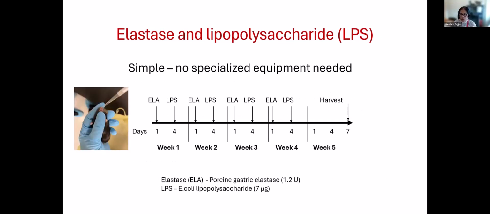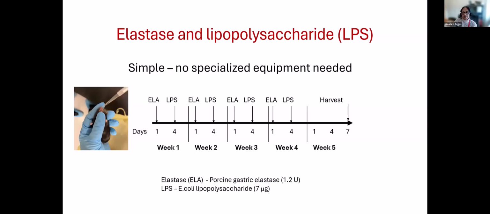The method that I'm going to show you will not require any special equipment and can be done in all the labs. In our experiments, we used 8 to 10 weeks old C57 black 6 mice, and mice were treated intranasally with elastase on day 1 of the week and LPS on day 4 of the week for 4 weeks. We used 1.2 units of porcine elastase and 7 micrograms of E. coli LPS. It's very important to choose the LPS that does not cause too much inflammation. So that's why we used an E. coli LPS. After the last treatment, mice were allowed to rest for 10 days, and then we examined for inflammatory and morphological changes in the lungs.